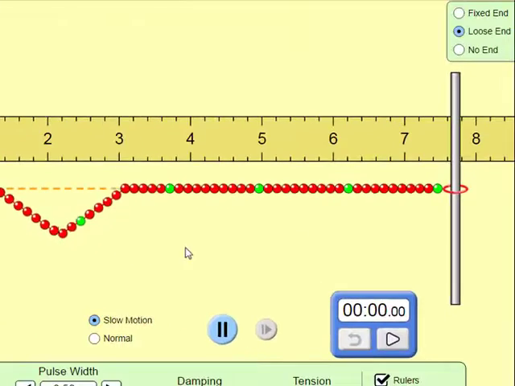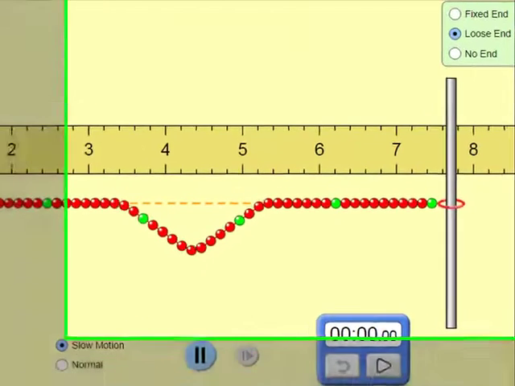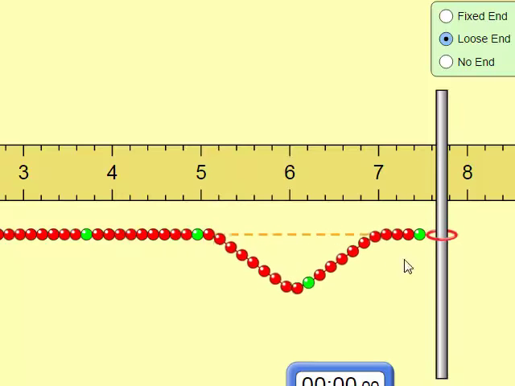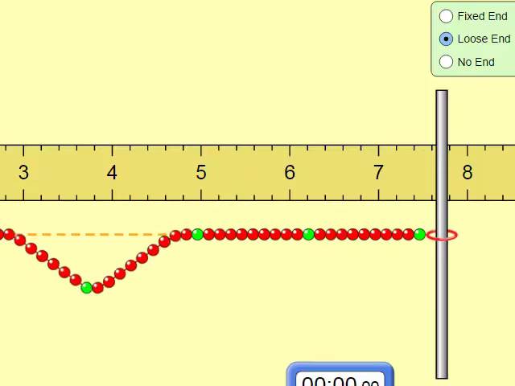Why doesn't it just continue on? Well, there's no medium out here. We need to conserve our energy, so it ends up, just like we had last time, just bouncing back and forth between the two sides.